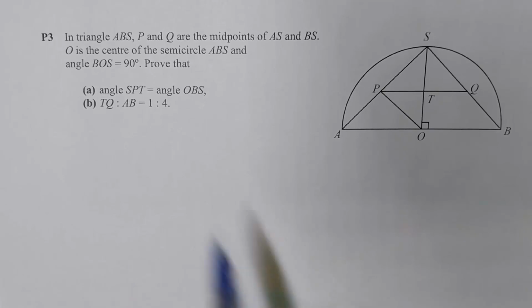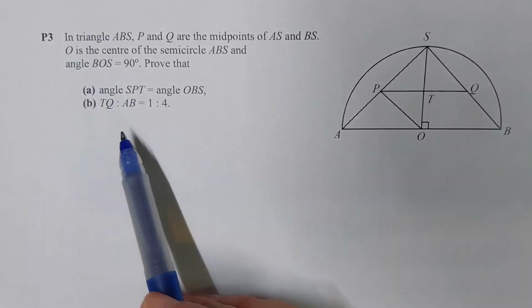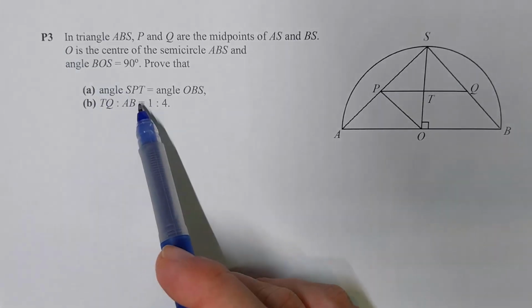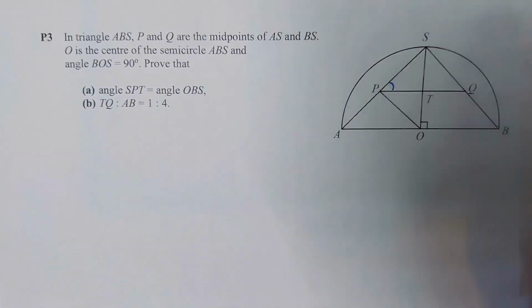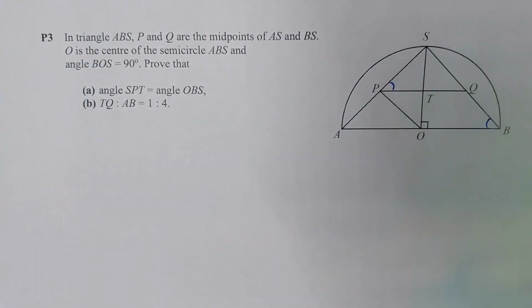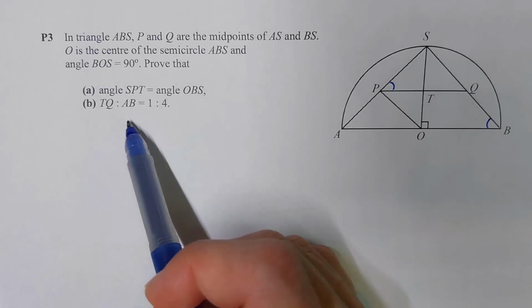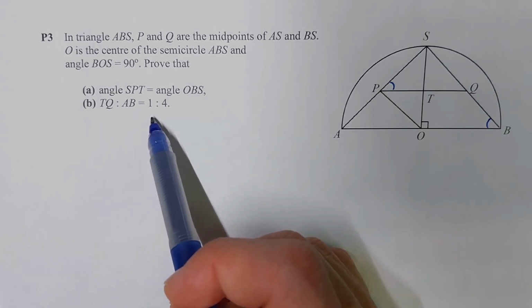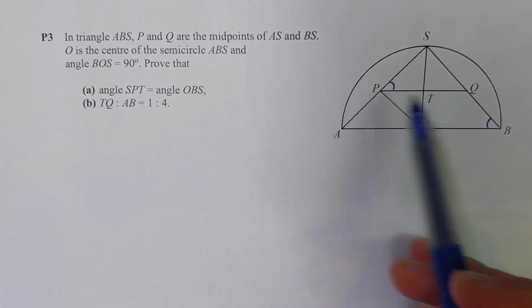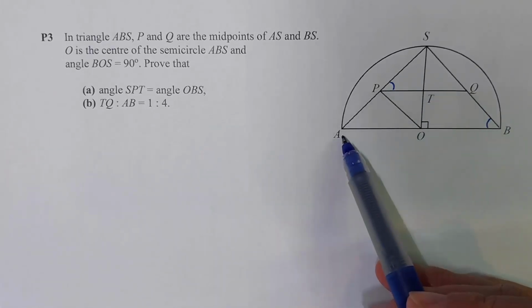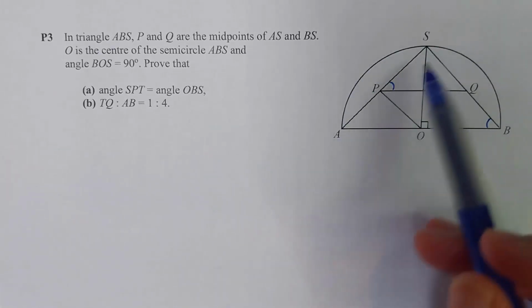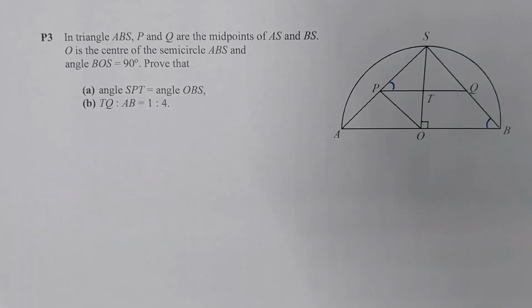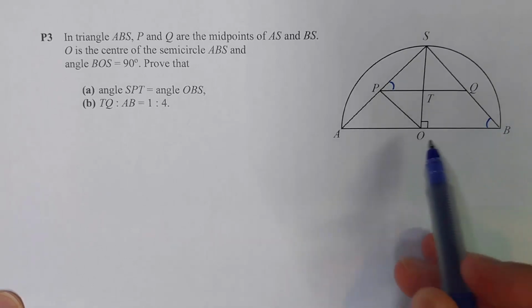You can pause the video now and try practice 3, which asks you to prove that angle SPT is equal to angle OBS, and the ratio of TQ to AB will be equal to 1:4. Additional info is that P and Q are midpoints, and this ASB here is a semicircle. Okay, I hope you are able to find the solution. So let's go through the solution now.